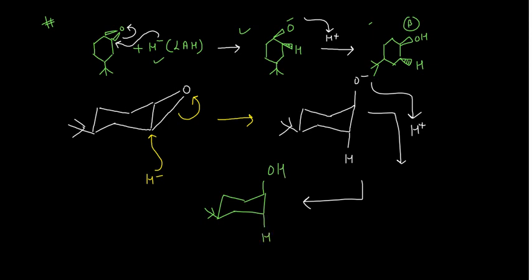Okay, so this is something very, very important. So this is above the plane, basically it's beta, and this is below the plane, it is alpha. In the product also you can see this is alpha and this is beta. So this is how you can form the product actually. This is something very, very important which you should know. And of course this product is the major product.